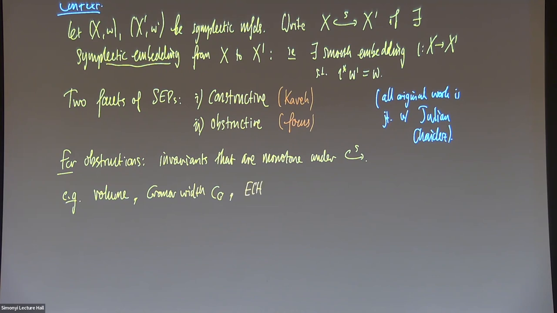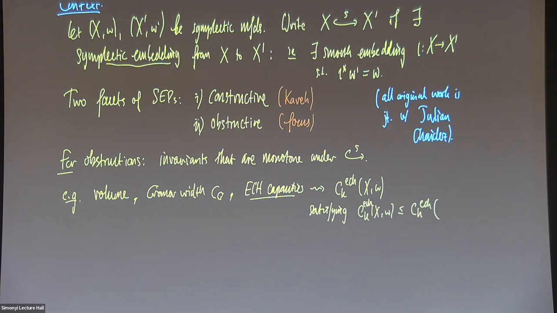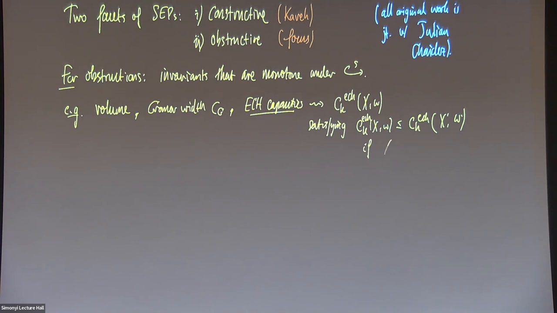And then a richer class of obstructions, the ECH capacities defined by Hutchings. This is a sequence of invariants that I'll denote by c_k^ECH, which satisfy the property that I've written before: c_k^ECH of (X, omega) is bounded above by c_k^ECH of (X prime, omega prime) if X embeds symplectically into X prime.